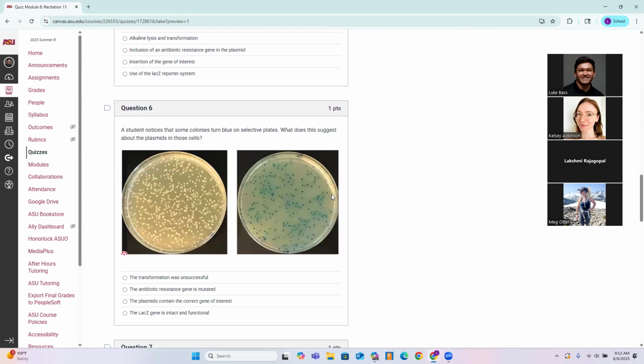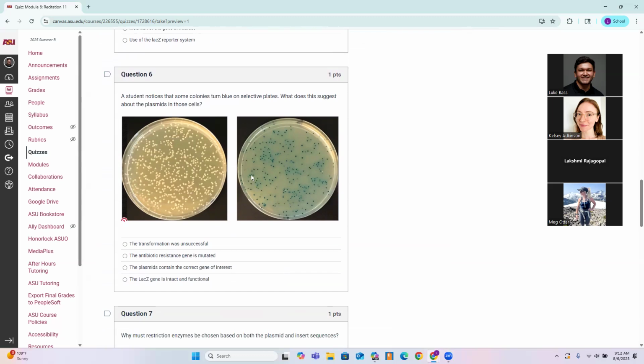I feel like the other big thing that was introduced in this recitation was the blue-white screen, the colony screening. Did this make sense? Yes. The blue colonies mean that the lacZ gene was intact and functional, in the sense that they were able to produce beta-galactosidase, right? Yes, that's right.